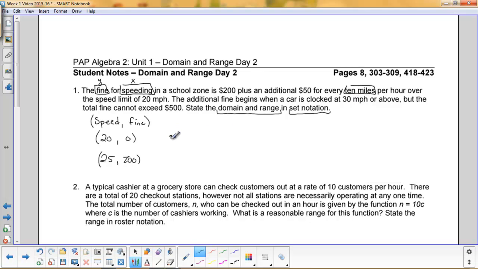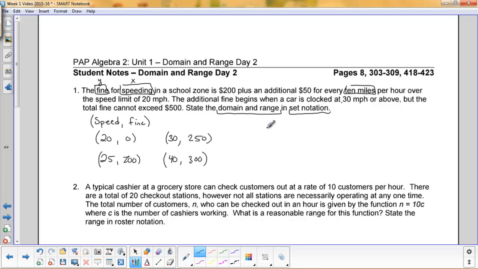Okay, so the additional fine begins when a car is clocked at 30. So let's go ahead and clock that one and see what happens. At 30 miles an hour, I go up $50 in fines, so that's $250. So on and so forth until I get to the value of 40, because it says every 10 miles per hour over, so that means it's now at 300. I think you can see the pattern occurring here, and let's go ahead and set that up.